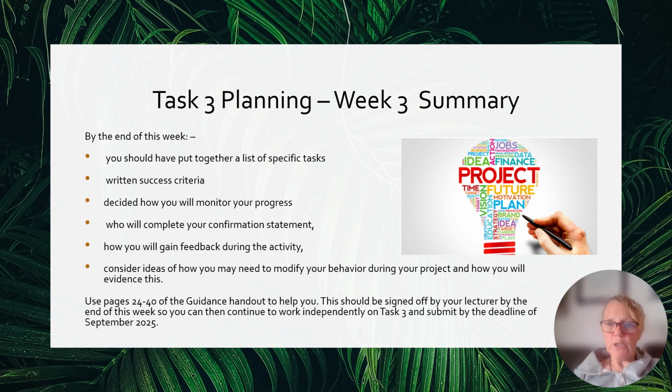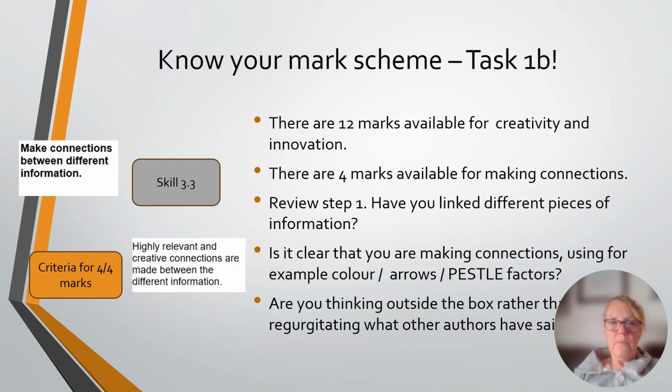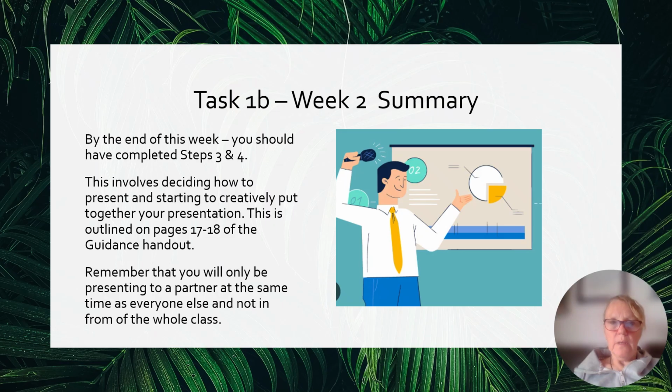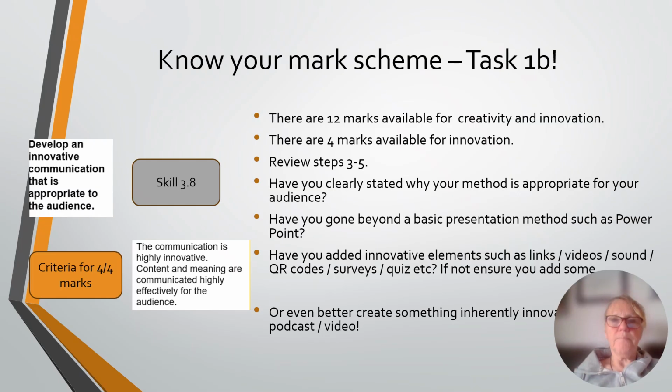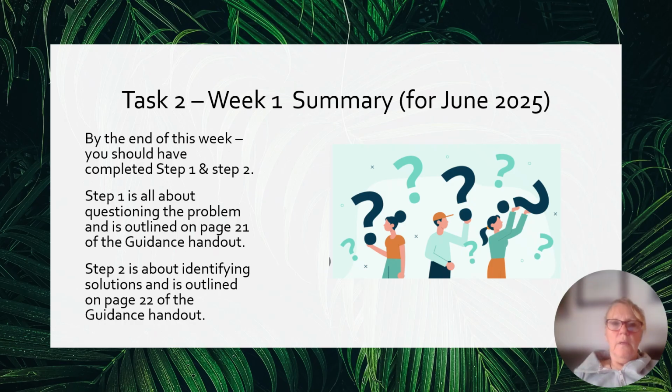We're going to move on now to task 2, which is what you should have been doing last week and this week. Right, so task 2, by the end of this week, you should have completed step 1 and step 2. Step 1 is all about questioning the problem and is outlined on page 21 of the guidance handout. That same handout that I showed you now. It's called Global Community Project Assessment Guidance Notes. If you have a look at page 21, it breaks everything down for you in detail on what you need to do.